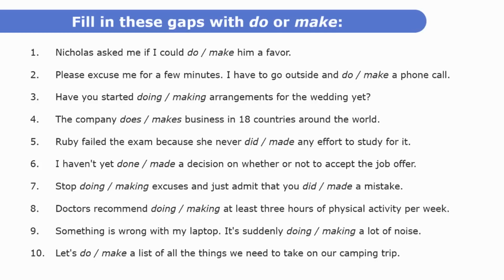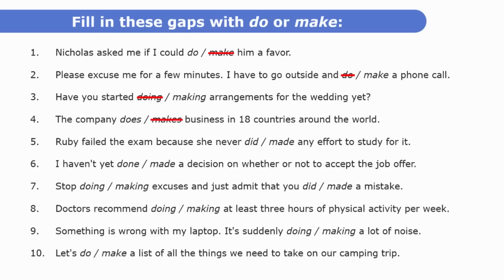All right, let's look at the answers. Number 1, Nicholas asked me if I could do him a favor. Number 2, please excuse me for a few minutes. I have to go outside and make a phone call. Number 3, have you started making arrangements for the wedding yet? Number 4, the company does business in 18 countries around the world.